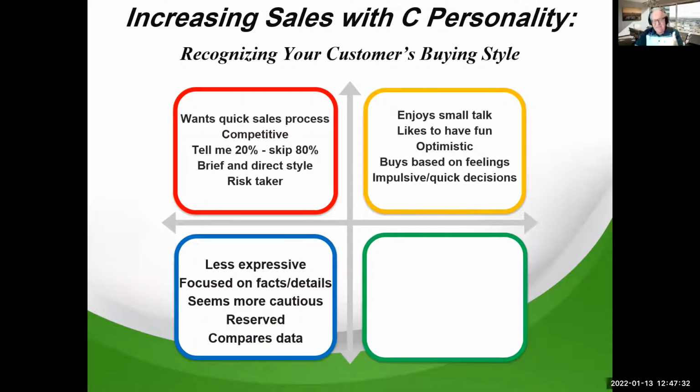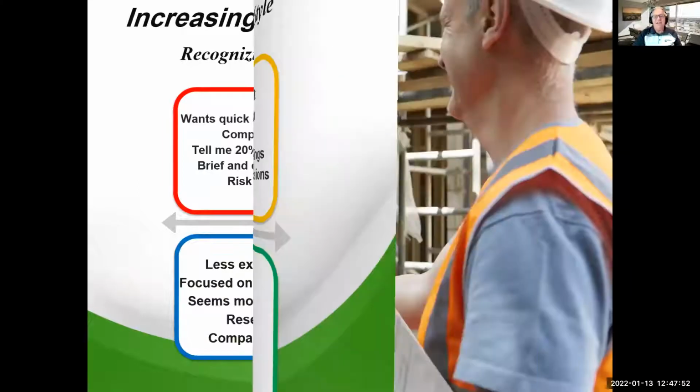You need to be less expressive. Just focus on facts and details when dealing with a C. They like to compare data, so make sure you bring as much data as you possibly can, because they're going to ask you for it. That's your C style. And now we go to the S style.